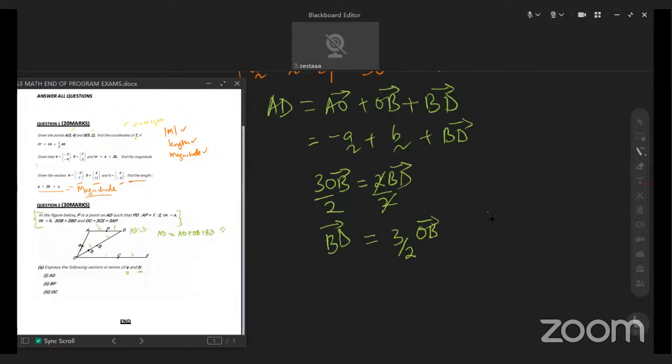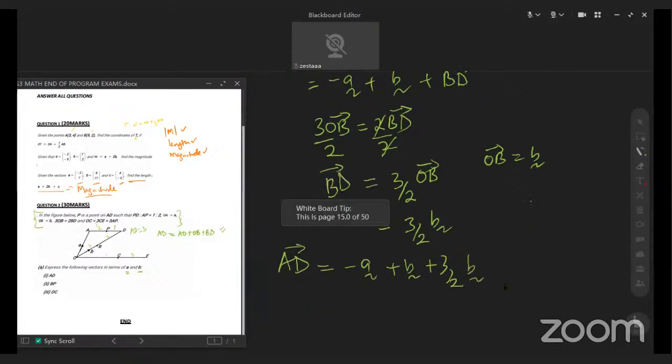But we already know that our vector OB is equal to B. Therefore we have BD equal to 3 out of 2 B. So you now do the final substitution up there. In our substitution for AD, vector AD will be equal to negative A plus B, plus 3 out of 2 B. This is what we have.